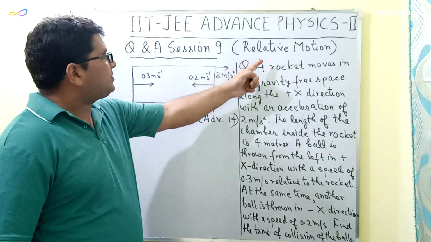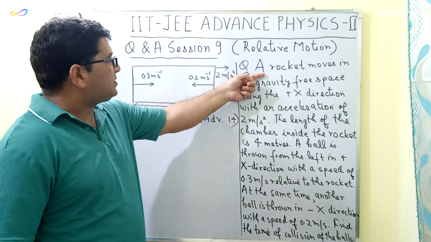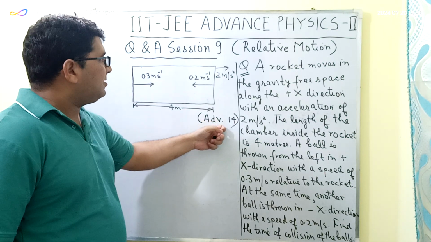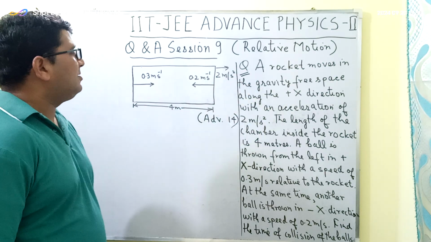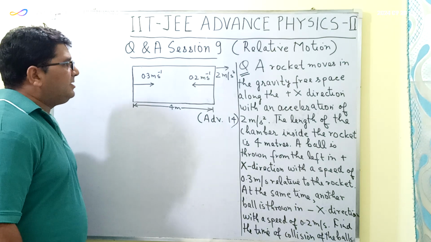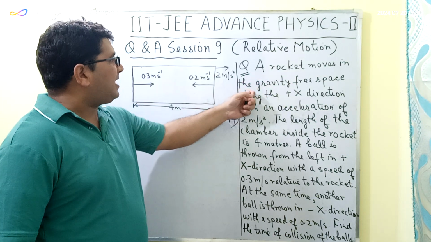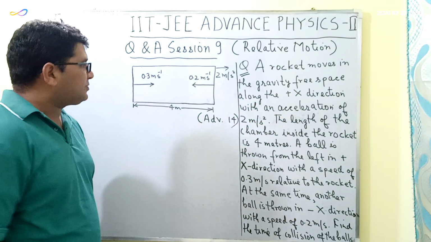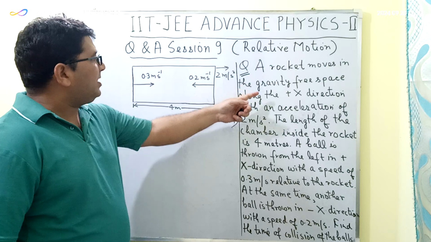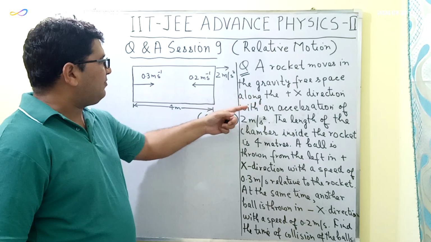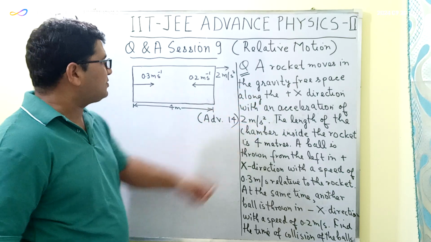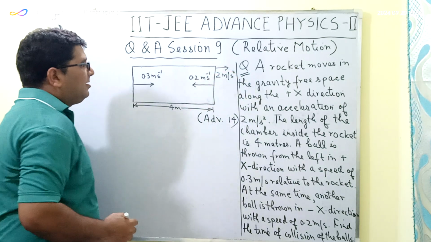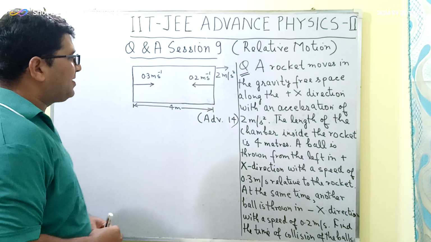With regards to this topic, I have taken one question which was asked in the Advanced exam in the year 2014. This question is based on the relative motion of two objects. The question is: a rocket moves in gravity-free space along the positive x direction. A figure was provided along with this question. The rocket is moving in this direction as indicated by this arrow, with an acceleration of 2 meters per second square.